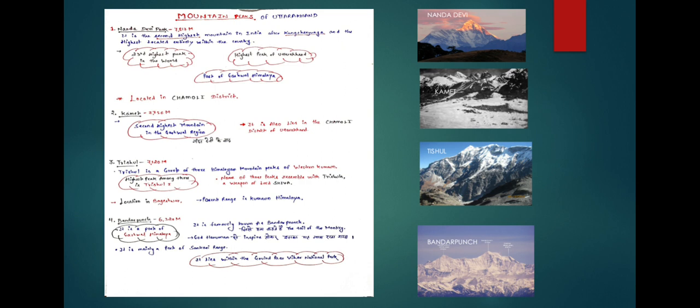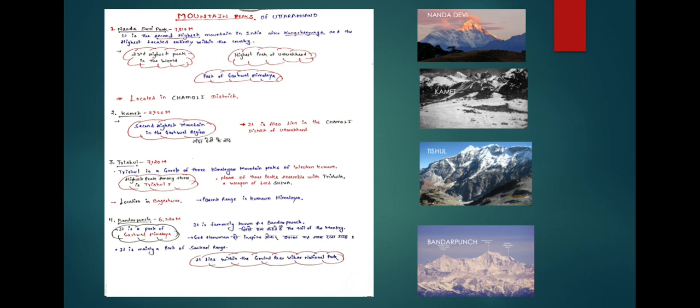So here we will start from the Nanda Devi peak. As we discussed in the earlier video, Nanda Devi is the highest peak of Uttarakhand. So that's what we will be talking about. First of all, you have to know that Nanda Devi is also a World Heritage Site. It is also a national park.